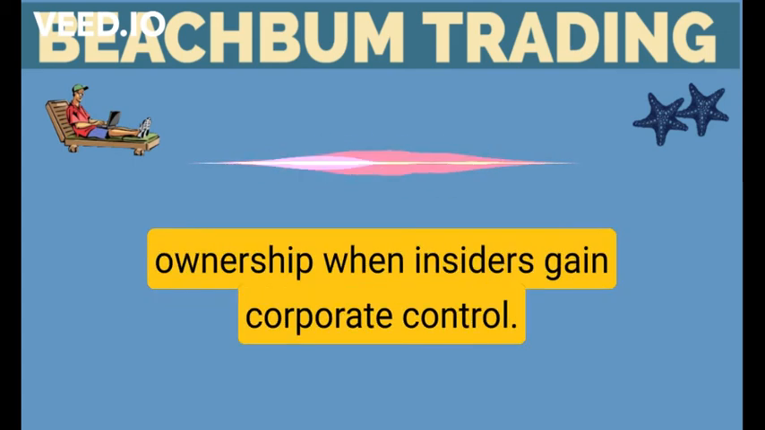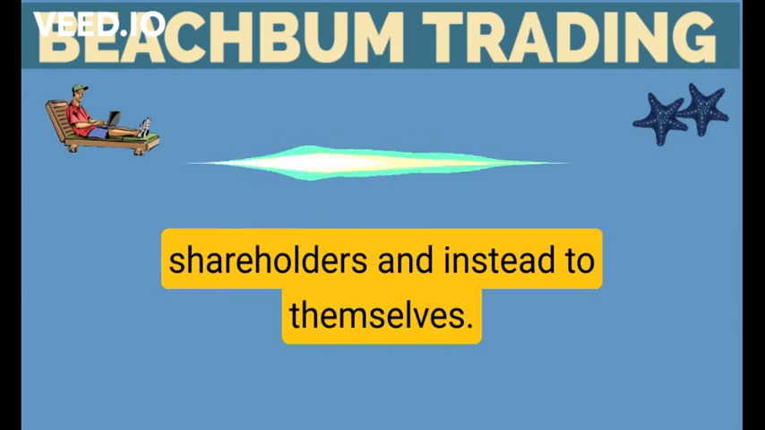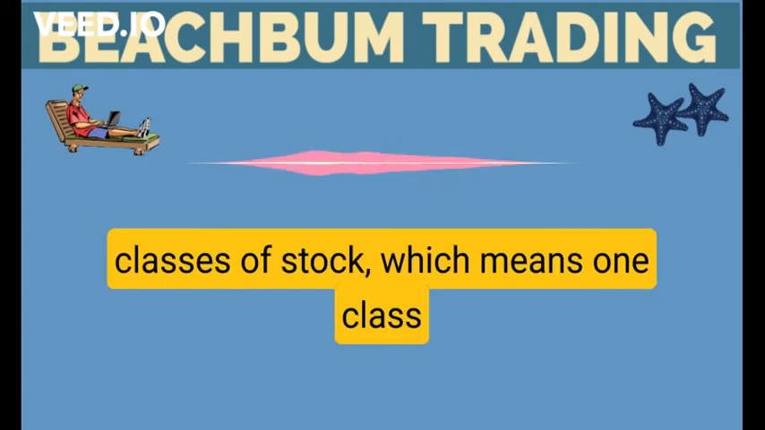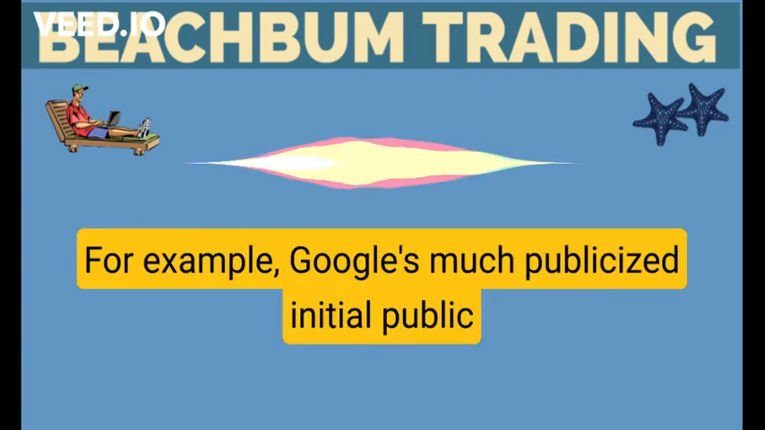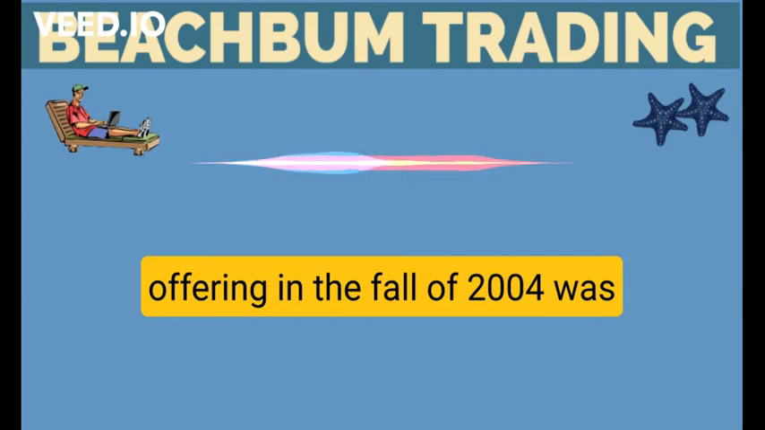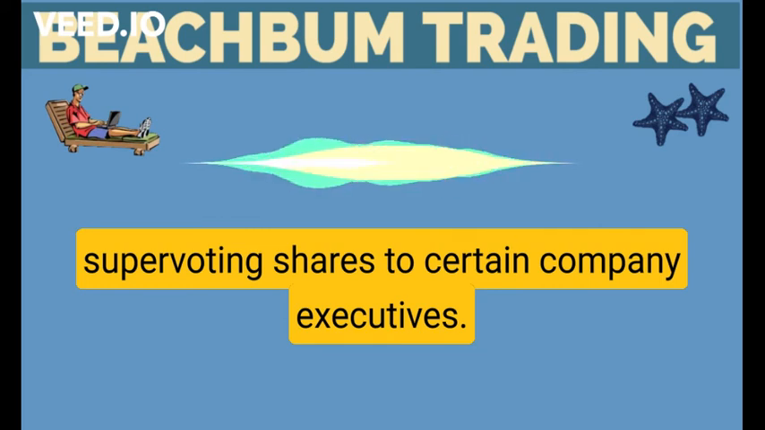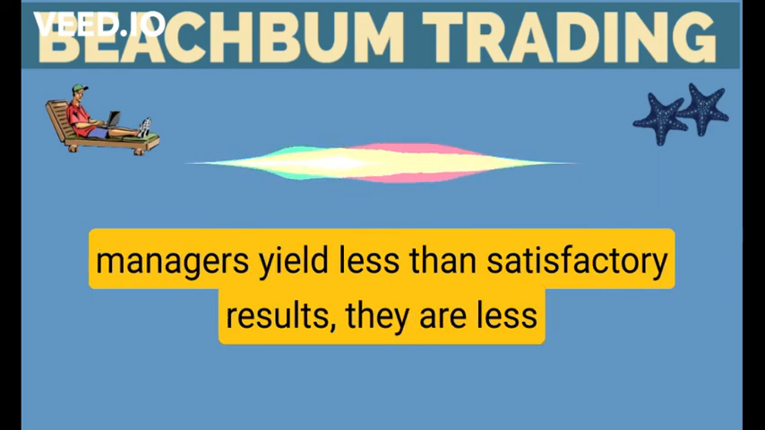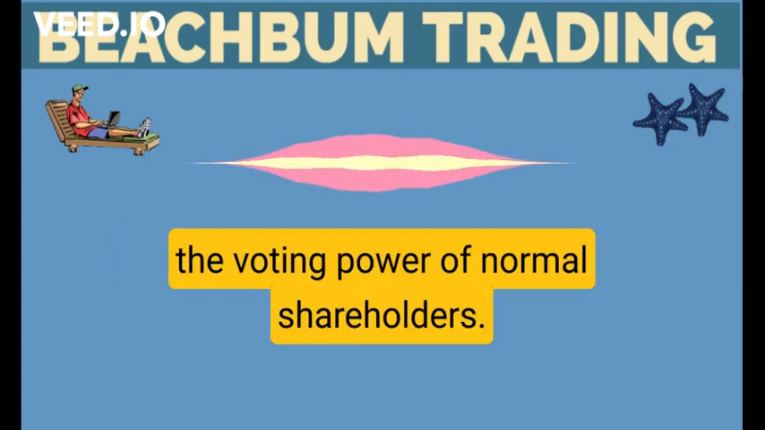When insiders gain corporate control, management may not feel responsible to shareholders and instead, to themselves. This frequently occurs at companies with multiple classes of stock, which means one class carries more voting power than another. For example, Google's much-publicized initial public offering (IPO) in the fall of 2004 was criticized for issuing a special class of super voting shares to certain company executives. Critics of the dual-class share structure contend that, should managers yield less than satisfactory results, they are less likely to be replaced because they possess 10 times the voting power of normal shareholders.